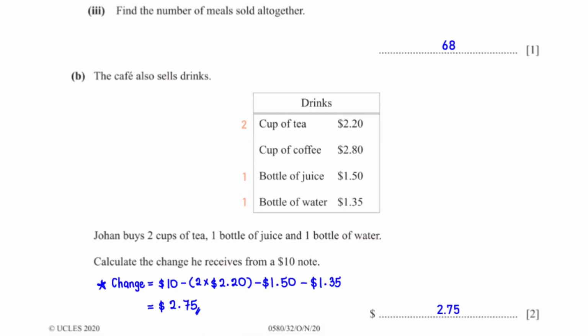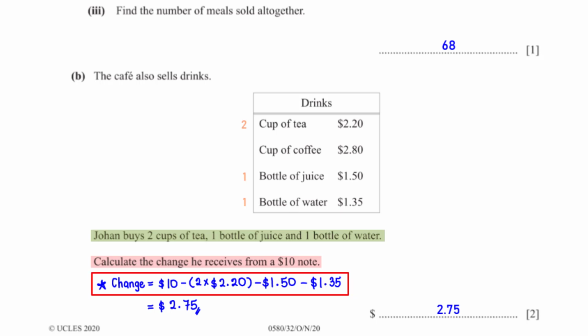The cafe also sells drinks. Johan buys 2 cups of tea, 1 bottle of juice, and 1 bottle of water. Calculate the change he receives from a $10 note. The change he receives is equal to the amount he pays, which is $10, minus the cost of getting 2 cups of tea, which is 2 times $2.20, minus the cost of getting 1 bottle of juice, which is $1.50, minus the cost of getting 1 bottle of water, which is $1.35. This gives us $2.75.